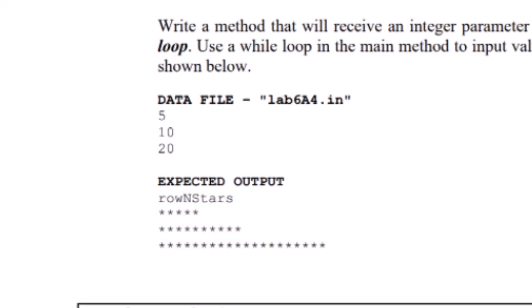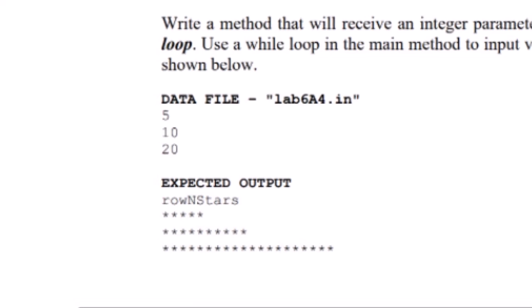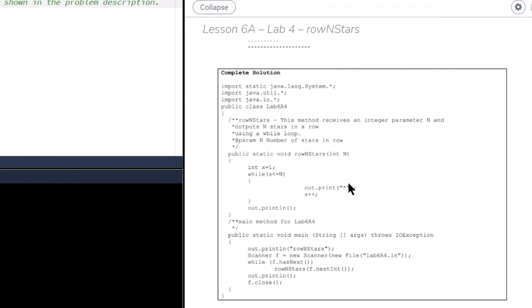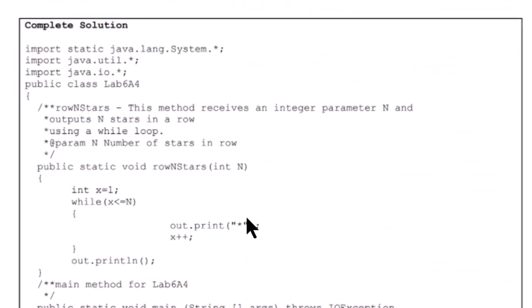As you can see here in lab6a4.in, there are 3 values, 5, 10, and 20. And the expected output is the label Row N Stars, and then you have a row of 5 stars, a row of 10 stars, and a row of 20 stars. Now let's take a look at this complete solution that's been provided and work through it together.